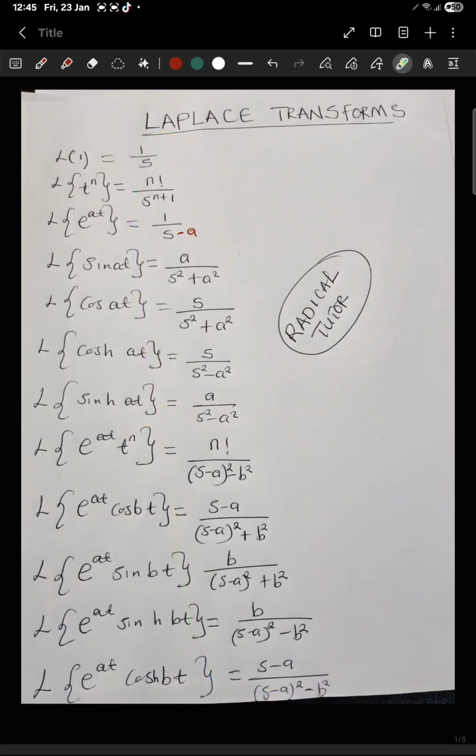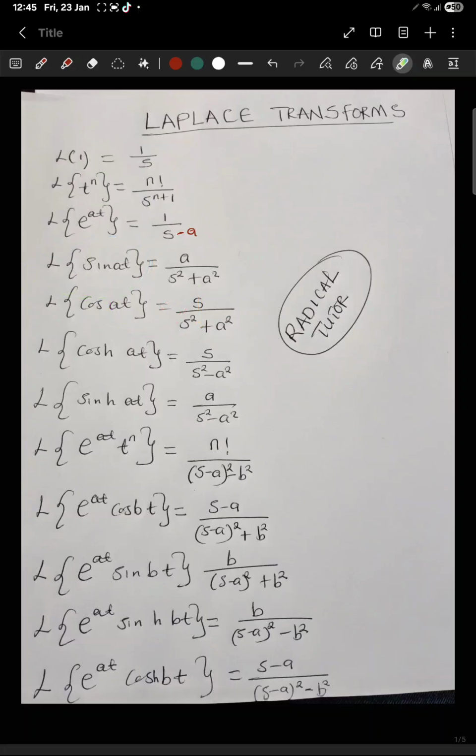So in other words, instead of using Laplace of 1, you can simply use 1 over s as its transform. And instead of using maybe t to the power n, you can simply use n factorial over s to the power n plus 1 as its transform. So we are transforming something from what is given as this to that. That's what we mean under Laplace transforms.